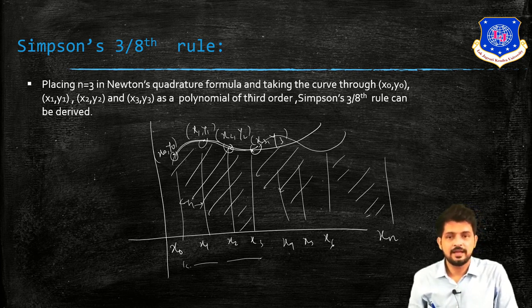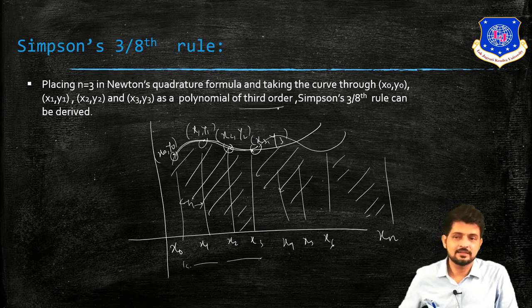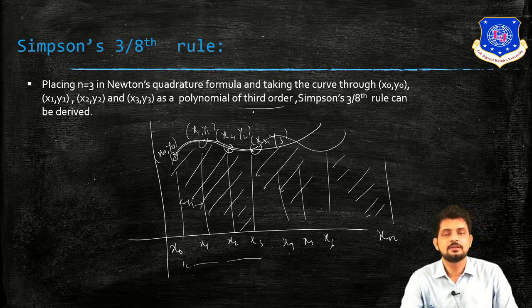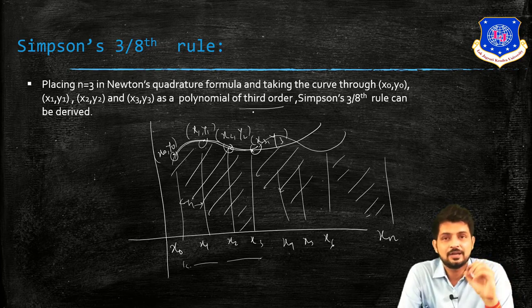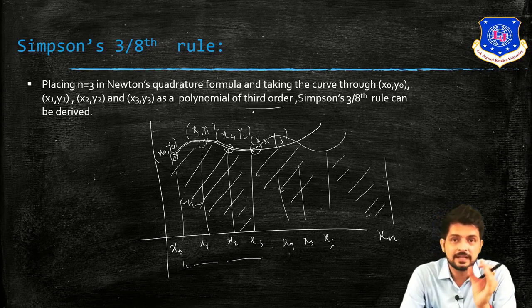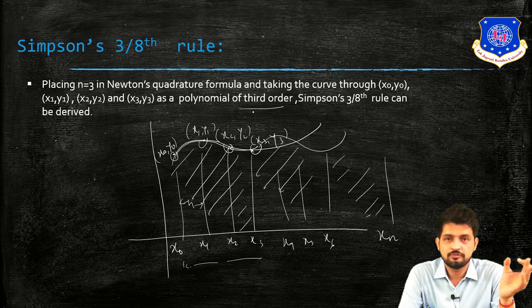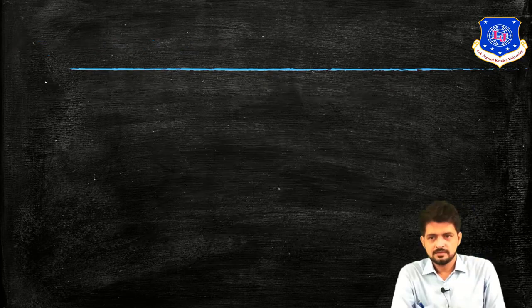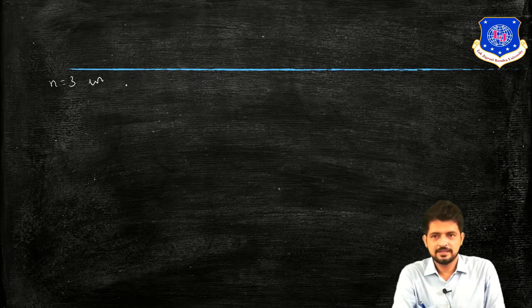Here I am taking the third order polynomial, so the higher order differences after 3, so del raised to 4, del raised to 5, we have to neglect. We have to only take the differences up to third order. Let us place n is equal to 3 in Newton-Cotes formula.